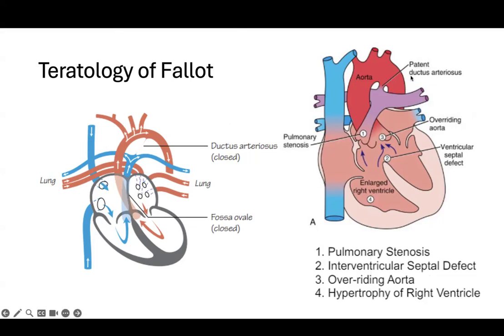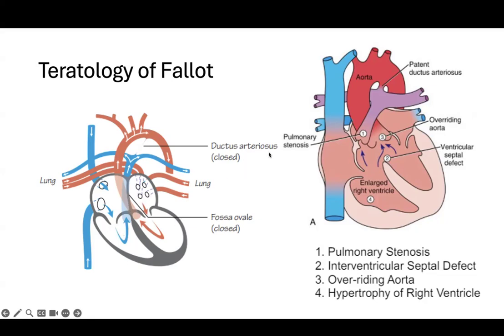First of all, you've got a patent ductus arteriosus. This duct is not closed, resulting in mixing of oxygenated and deoxygenated blood. Secondly, as a result of that, we've got increased pressure in our right ventricle, which results in right ventricular hypertrophy, which is the fourth one over here. We've also got VSD. So why do we have that? Again, it's due to the impaired septation early on as well.